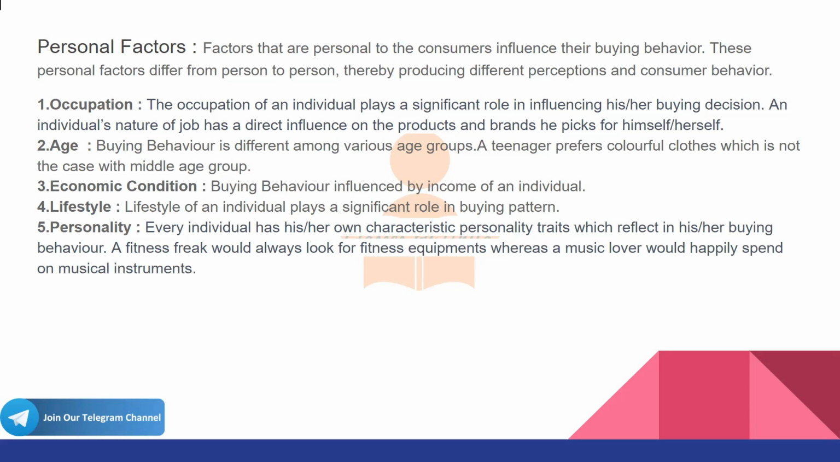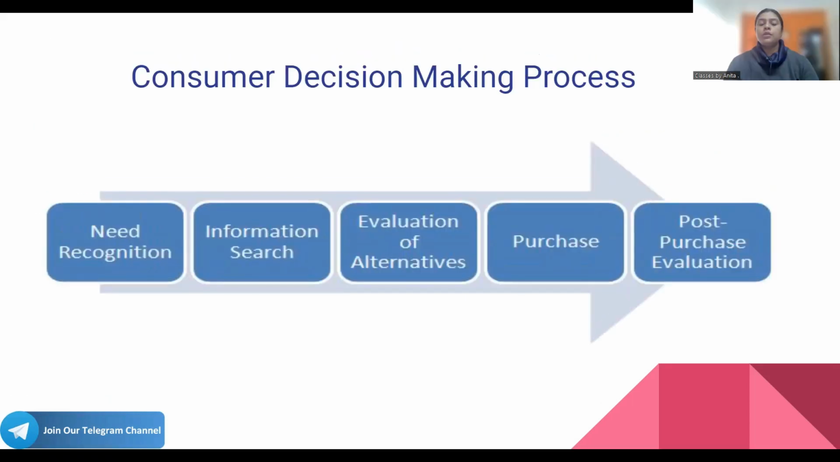Now the personality. Every individual has his or her own characteristic personality traits which reflect in his or her buying behavior. A fitness freak would always look for fitness equipment, whereas a music lover would happily spend on musical instruments and musical concerts. We have different kinds of personalities. There are people who like to go to the malls, who like to go to the movies, and there are people who simply want to read books and sit in nature, enjoy the nature, right? So now we'll be talking about the consumer decision making process.